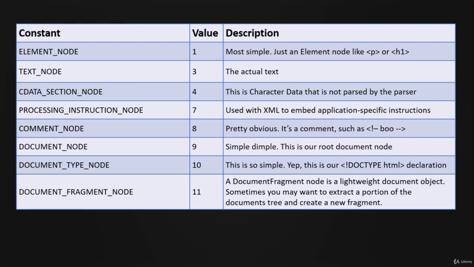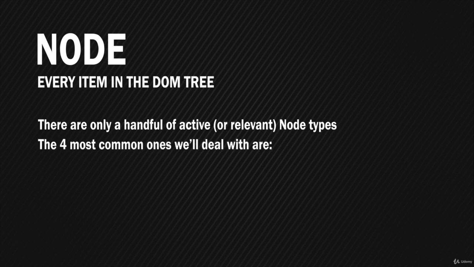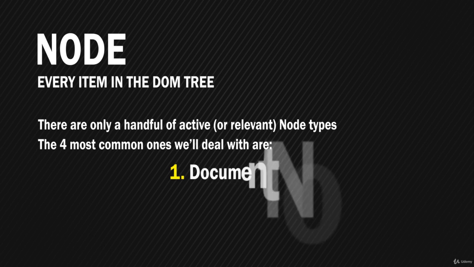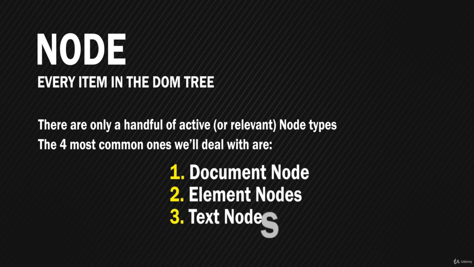But anyway, these are all the node types. That's great, but what's most useful to us? Well, the 4 most common node types you'll deal with in your career are: 1. The document node. This is our entry point into the DOM. 2. You're going to be dealing a lot with element nodes, aka the HTML tags. 3. Text nodes. And yep, as you guessed it, this is all of our text in between the tags.